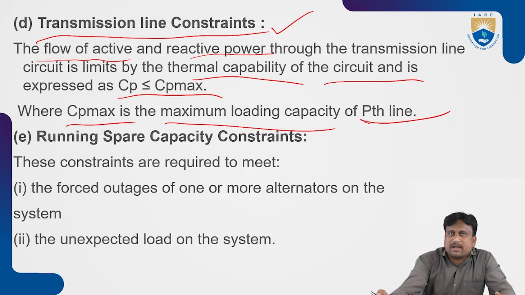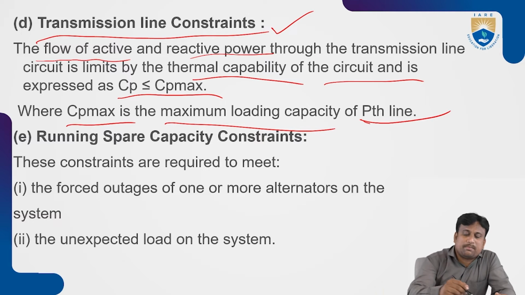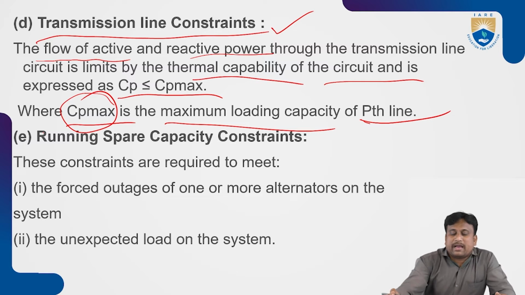We have n number of lines. So here Cp max is the maximum loading capability of the pth line.